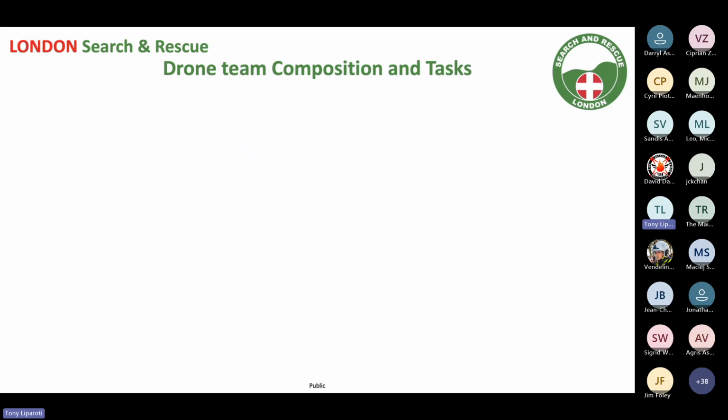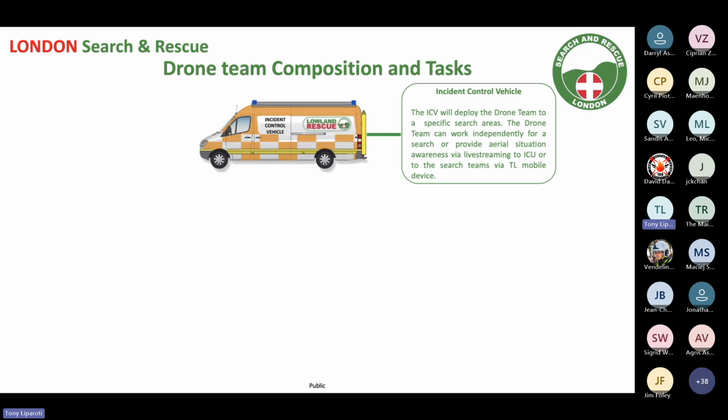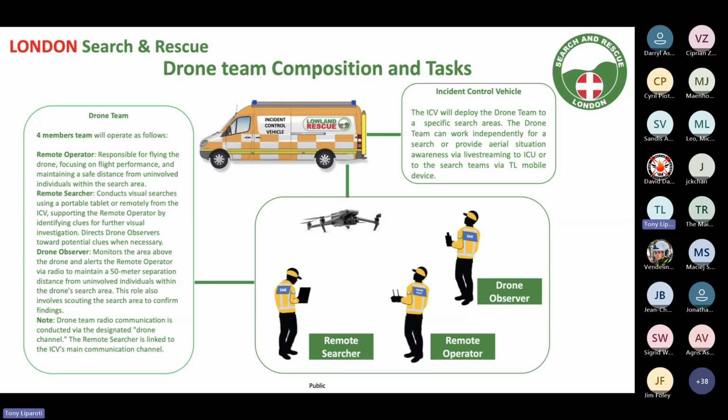So how is the drone team of London Search and Rescue made up? In a very simple way, I describe it that we have an incident control vehicle. I will have some pictures to share with you about our new vehicles. And this is the minimum team required for an operation. So we have the remote operator that flies the drone. We have at least, and I say at least, one drone observer to maintain visual line of sight of the drone, and the remote searcher. The remote searcher works hand in hand with the remote pilot, because with the use of an additional tablet, he has a view of what the drone sensor is observing.